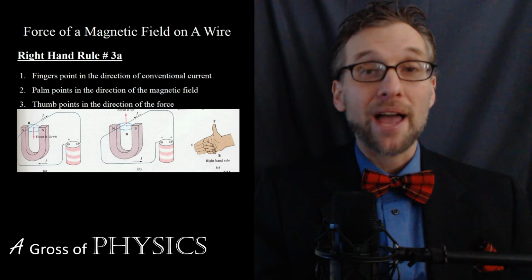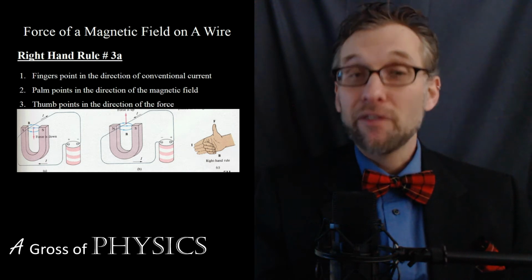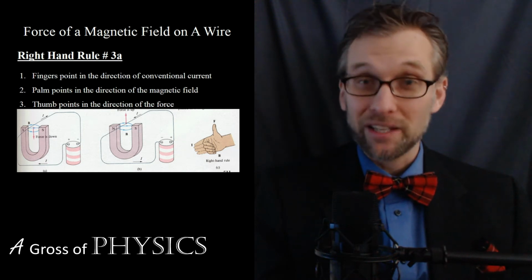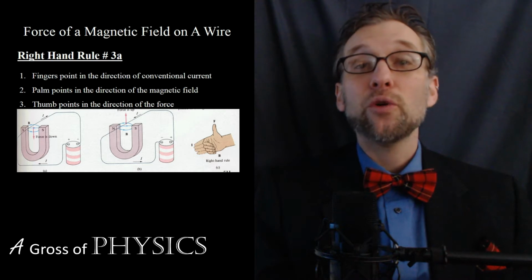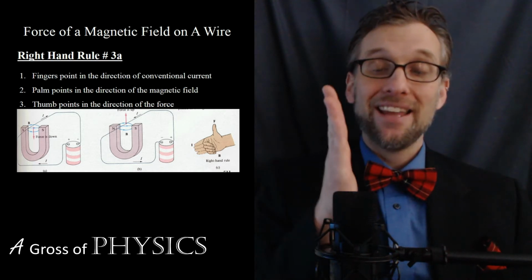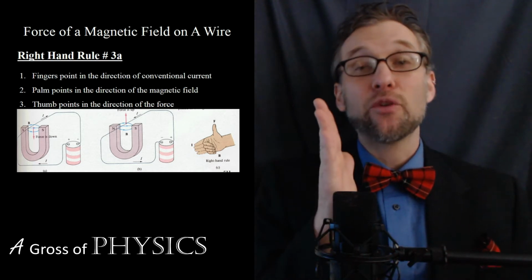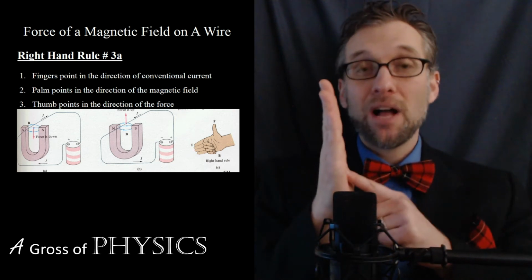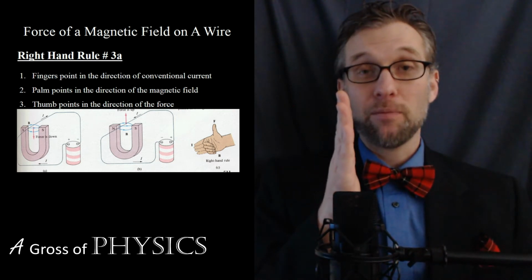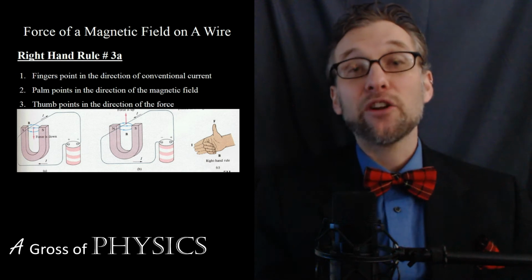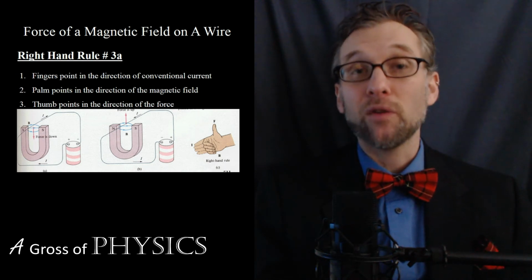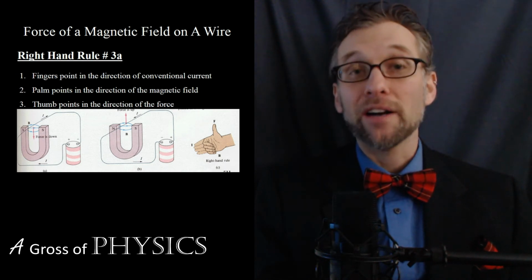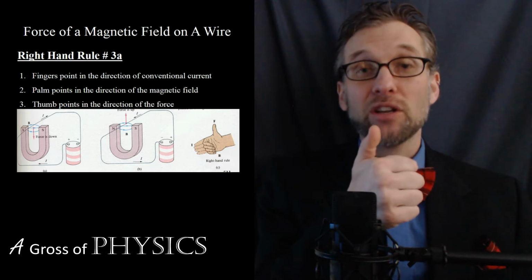Now, in between a horseshoe magnet, you have a uniform field, very similar to the parallel plate with the electric field. So what you can do is take your hand and place your palm in the direction of the South Pole. Your fingers point in the direction of the proton flow, the conventional current in the wire, and then your thumb is the direction of the force.